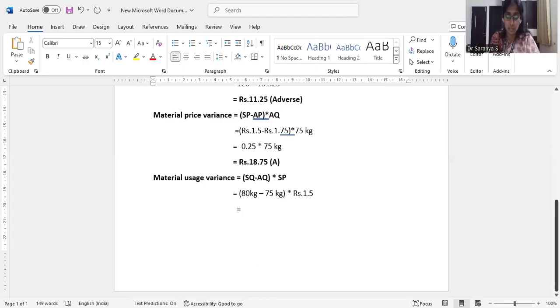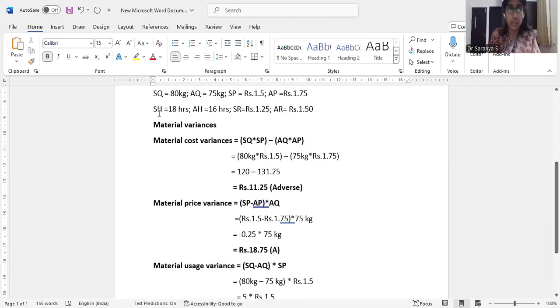The answer is positive, correct. 80 minus 75, positive 5, into rupees 1.5. So the answer is 5 into 1.5, which is 7.5 Favorable. F for favorable. Negative figures, you can write either as adverse or unfavorable, anything is fine. Positive figures we will write as favorable.